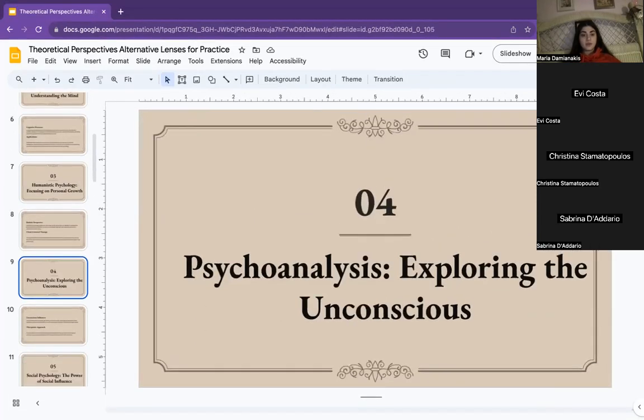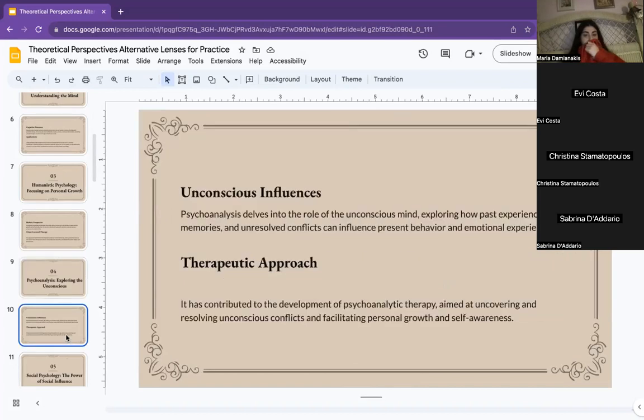So then we have number 4 here, which is psychoanalysis, exploring the unconscious. Probably all heard of this before.